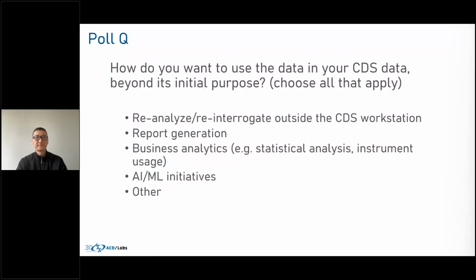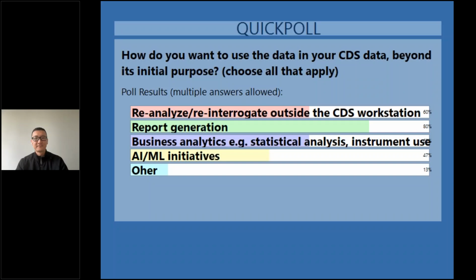And then there we are. Richard's already going to share those results. That's really interesting. So it's not surprising to me that report generation is a big one, because that's something that we hear all the time. And then there seem to be an equal number of people, around 60% of the usage, for either reanalysis or reinterrogation of that data, or for business analytics. And then there's about half of you who are also wanting to use it for data science, and then other uses. Richard, what do you think of those results?